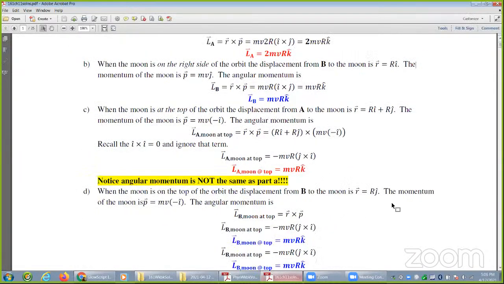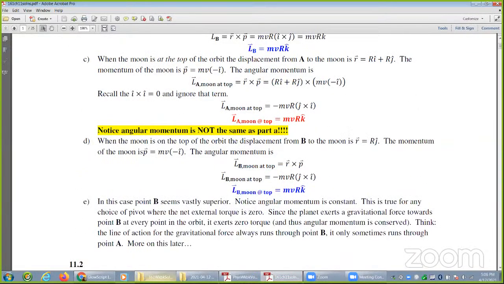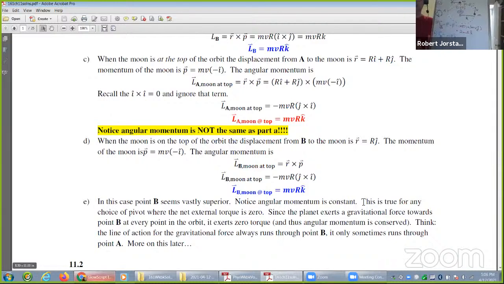So let me put it this way. How about this is the shortest way? Anytime you could choose it so that the net external torque is 0, it's constant. And that's the wise choice.